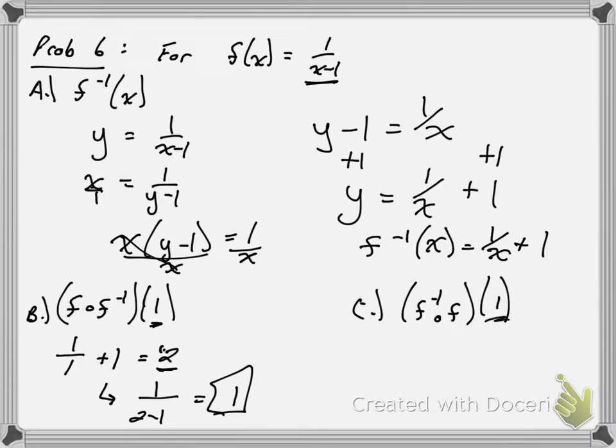Now let's plug 1 into f first. So first thing is 1 over 1 minus 1. Well, what happens there? Since you're dividing by 0, that's undefined. So f inverse following f at 1 does not exist.